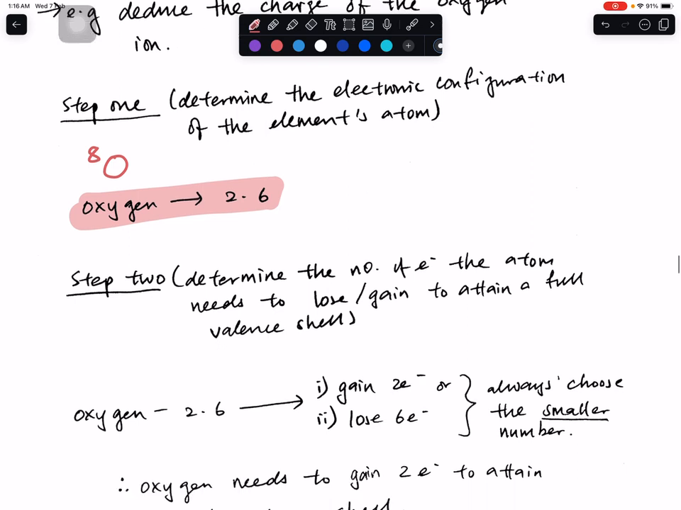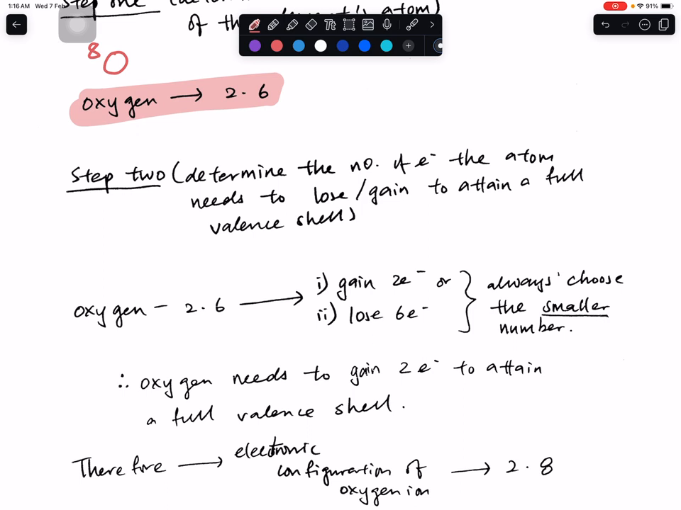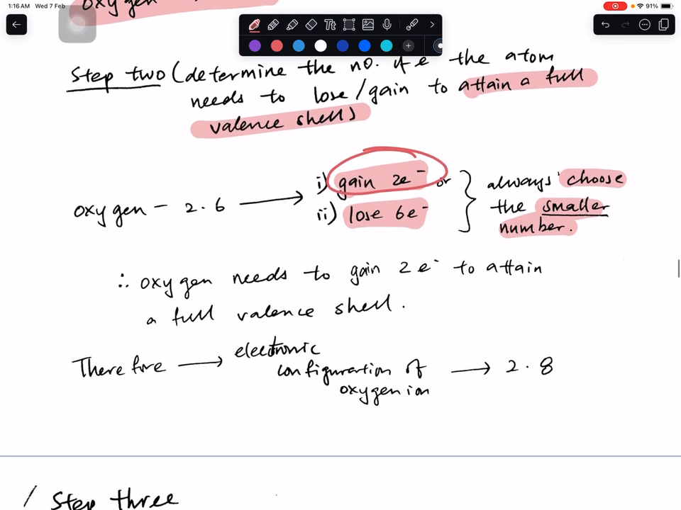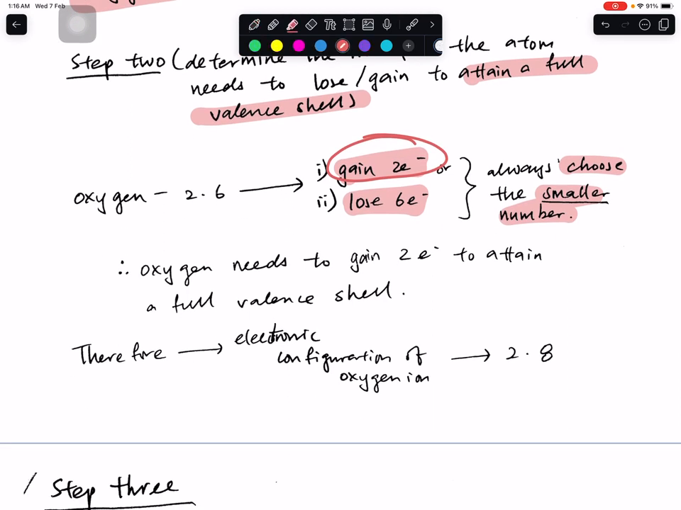2.6. Now the purpose is to gain a full valence shell. There are two ways about it. You can either gain 2 electrons or you can lose 6 electrons. And of course, we will always choose the smaller number. So in this case, we will choose the gaining of 2 electrons. If you have gained electrons, your configuration will become 2.8. And since electrons are negative, this atom will become a negative ion.